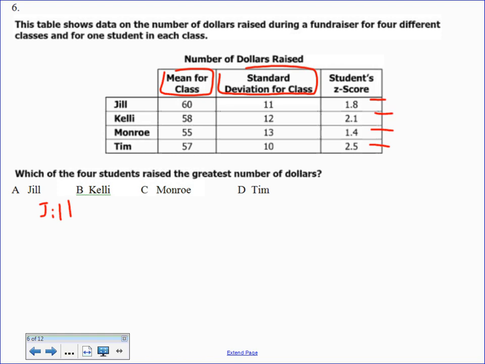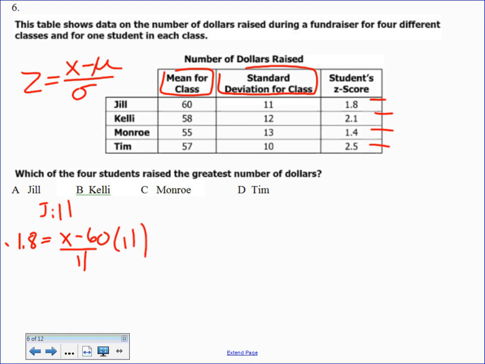So for Jill, it's once again z equals x minus mu divided by sigma. So for Jill, 1.8 equals x minus 60 divided by 11. So we multiply both sides by 11, and we'll get 19.8 equals x minus 60. Add 60 to both sides.